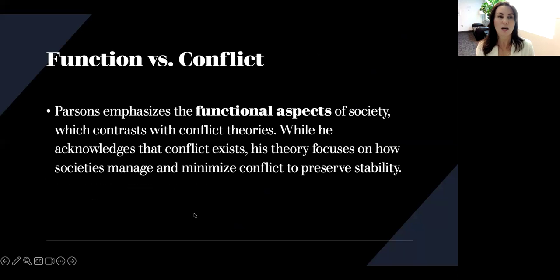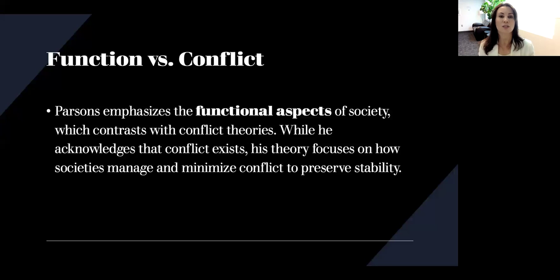Functions versus conflict. Now that's another area Parsons emphasizes, that functional aspect of society which contrasts with the conflict theories. Structural functionalism was one of the theories introduced, and that was rejected or criticized by conflict theory, saying, okay, fine, structural functionalism tells us about how society is structured and functions, but it does not explain how we change. Society is about how to stay stable and how we change, right? It does not explain change.